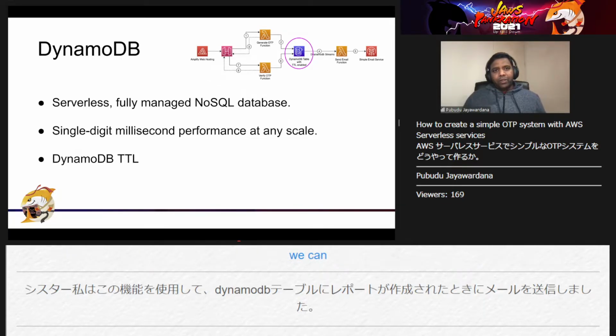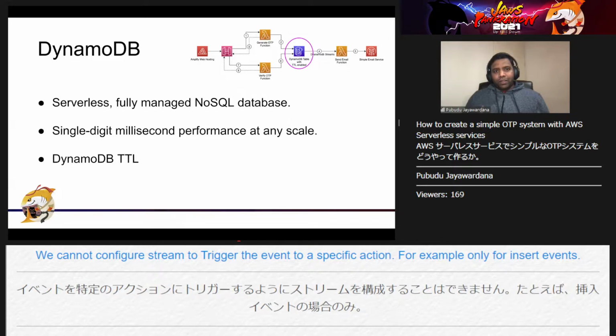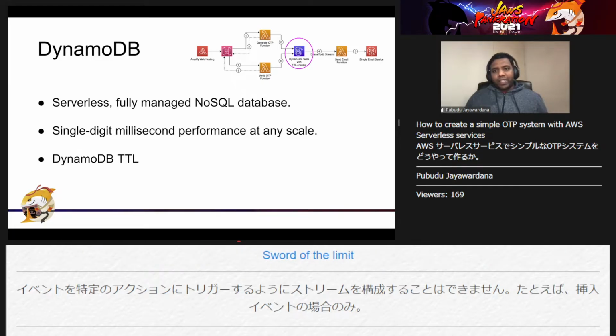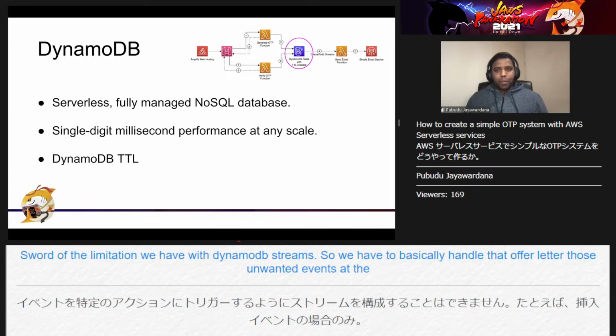However, we cannot configure the stream to trigger the event to a specific action, for example, only for insert events or only for delete events. That's one of the limitations we have with DynamoDB streams. So we have to basically handle that or filter those unwanted events at the Lambda function.